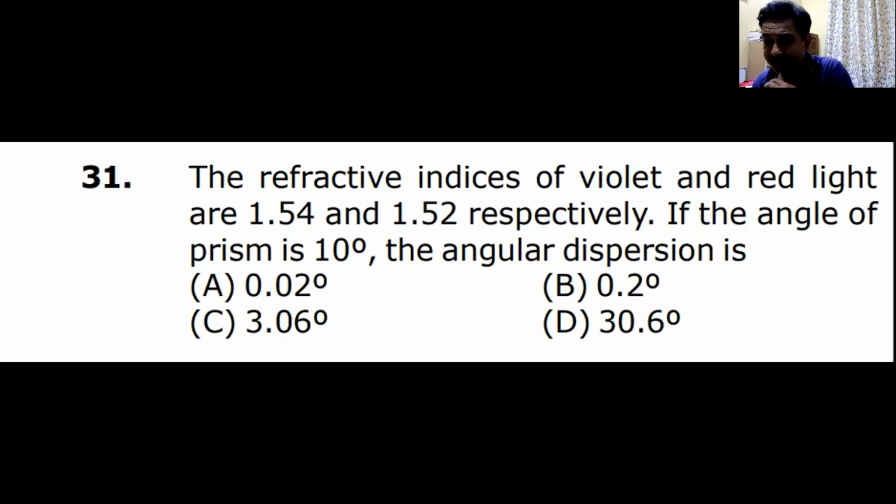The refractive indices, indices is the plural of index, of violet and red light. Violet is more, 1.54. Red is less, 1.52. If the angle of the prism is 10 degrees, what is the angular dispersion? Remember, you might get confused with the terms, and therefore I'm giving you all sorts of questions with all sorts of terms so that your confusion goes away.